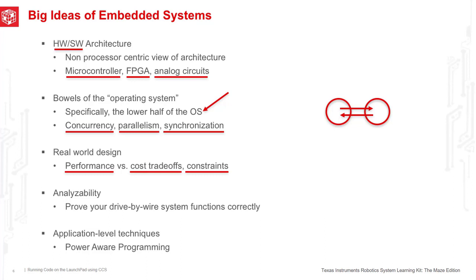We have to prove things are correct. And so you'll see throughout this curriculum, I make a big fuss over how do we test that it works, because it turns out embedded systems are deployed in safety critical situations where life is at risk. And so we must be able to test our system. We must be able to understand how well it works and prove that it's working correctly.